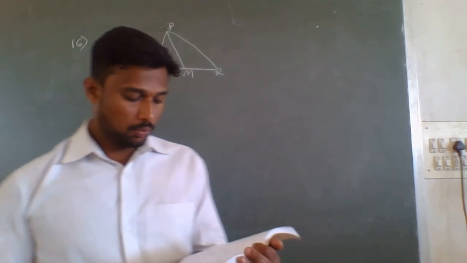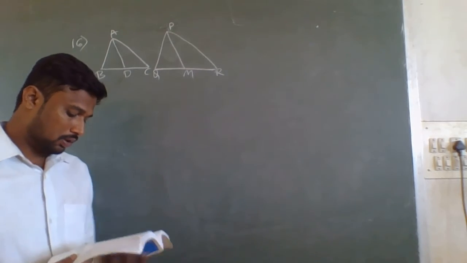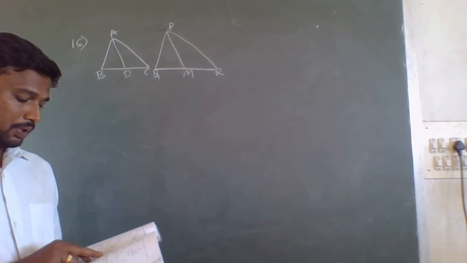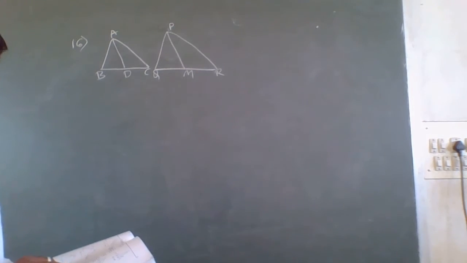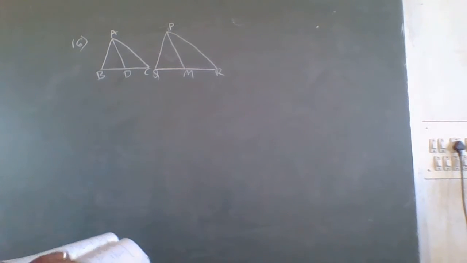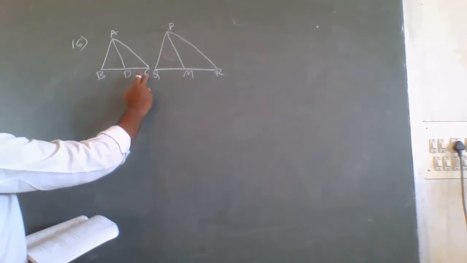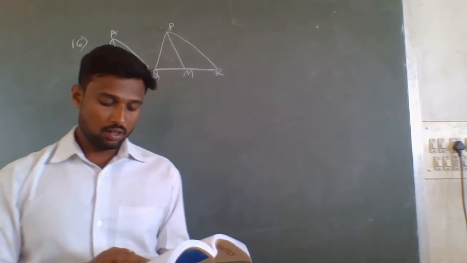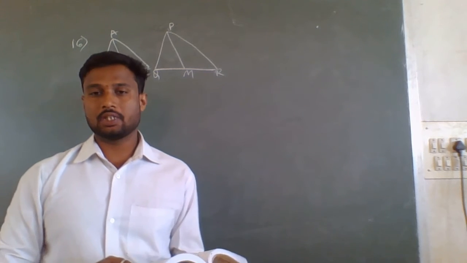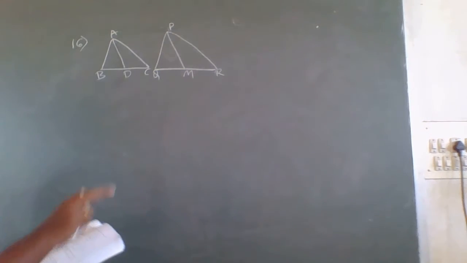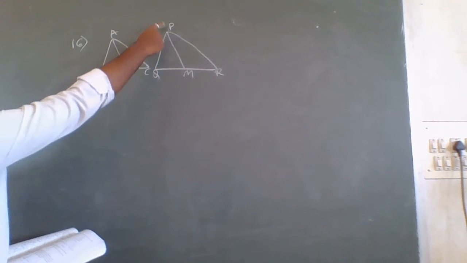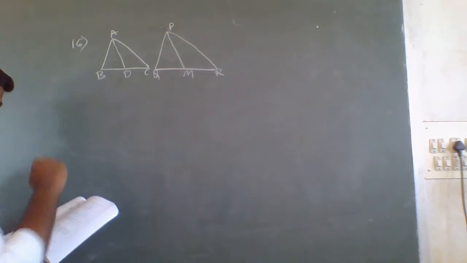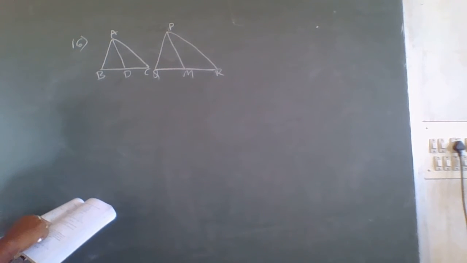So in the 16th problem, what is given here? AD and PM are medians of triangles ABC and PQR. So first I will consider the two triangles ABC and PQR, because AD and PM are given as medians of triangles ABC and PQR. What is given here? AD and PM are medians.